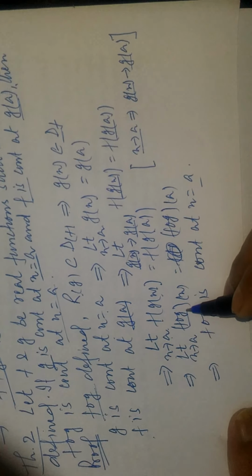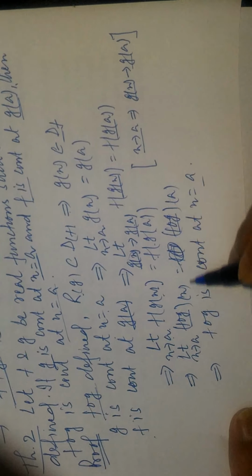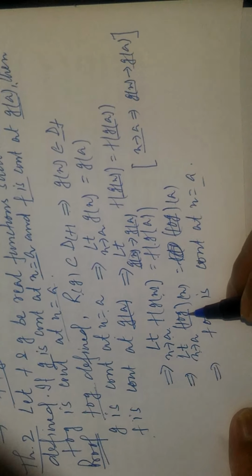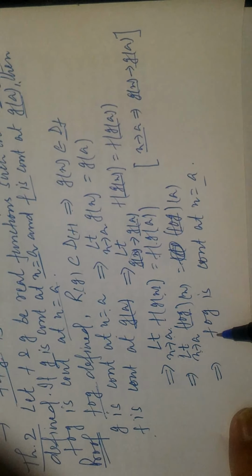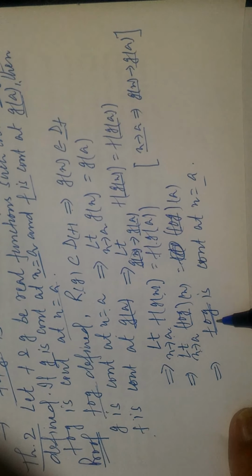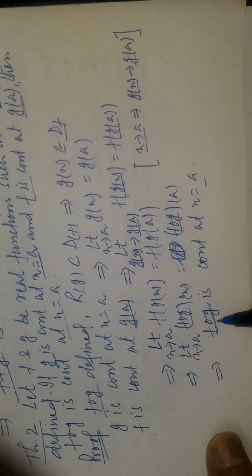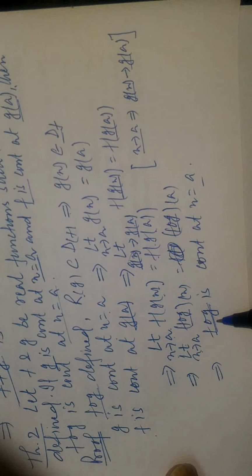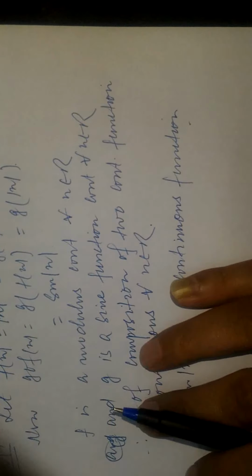f of g, and f of g of a can be written as f of g. So what we find is that the limit as x tends to a of the function is equal to the value of the function. So we can say that this composition f of g is continuous at x is equal to a. So we have understood that the composition of two continuous functions is also continuous at that point.